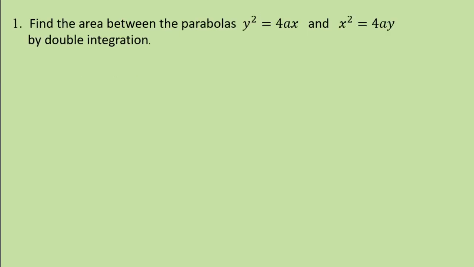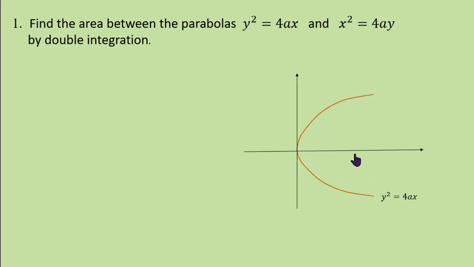Examples: find the area between the parabolas y square equal to 4ax and x square equal to 4ay by double integration. Now, y square equal to 4ax is the parabola that opens to the right side, and x square equal to 4ay is the parabola that opens upwards, with vertex at 0, 0.